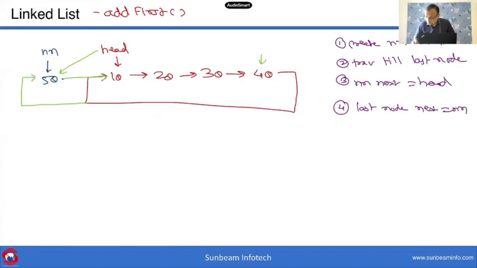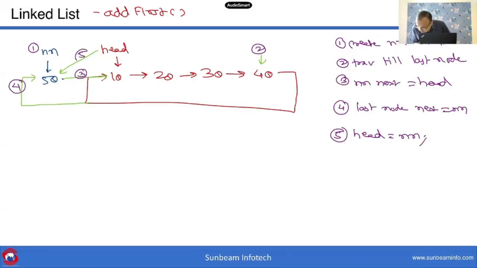So I talked about this, you see the steps. The first step, you are saying create a node, okay that is good. Step number 2, you traverse till the last node, I understand. Step number 3, new node's next is equal to head, oh that is also all right. Step number 4, the last node's next is equal to new node, that also is understood. And one more step that was left is nothing but head is equal to new node, head is pointing to the new node, that was step number 5.